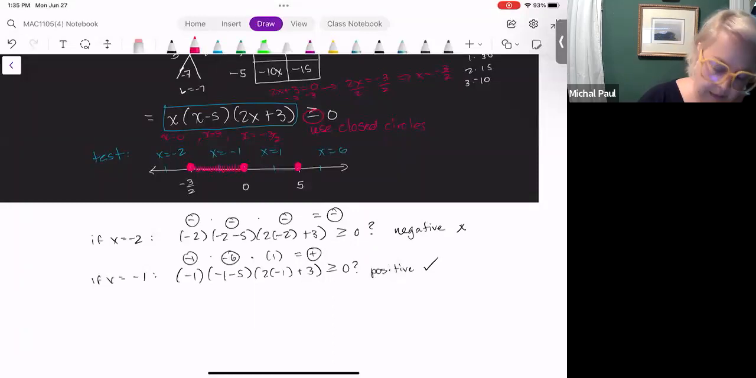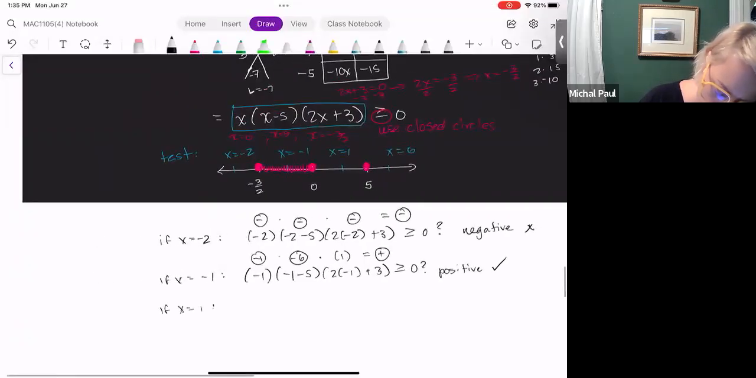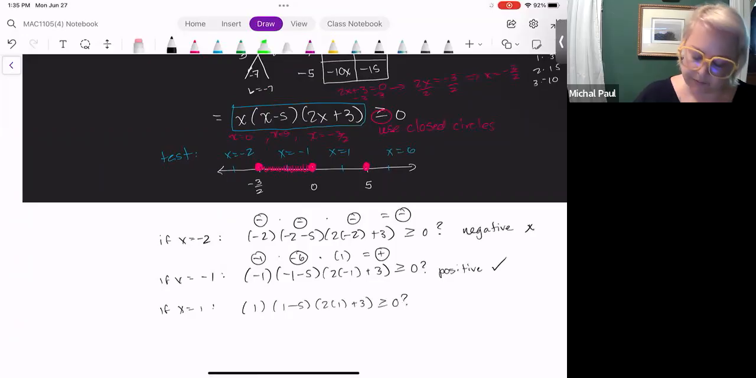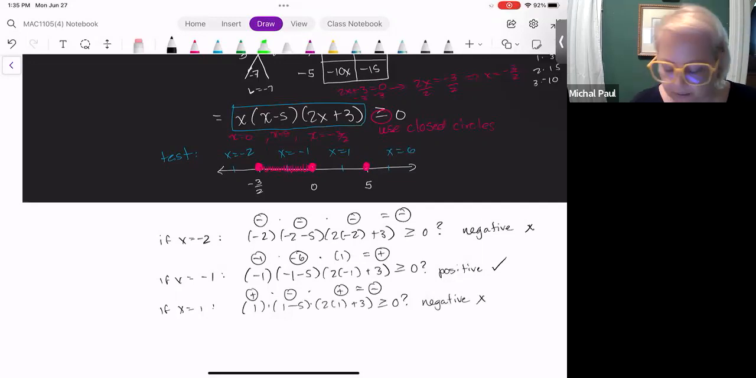I can keep testing numbers. If I test x equals positive 1, I get 1 times 1 minus 5 times 2 times 1 plus 3. And I just want to see if that's positive or negative. Well, this is a positive. 1 minus 5 is a negative. 2 times 1 is 2 plus 3, that's a positive. Positive times negative times positive is a negative. And if you wanted to multiply those out, you could. That's just 1 times negative 4 times 5, so it winds up being negative 20.